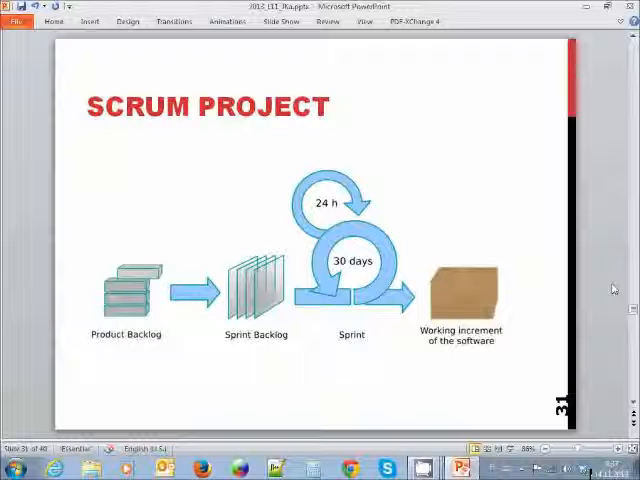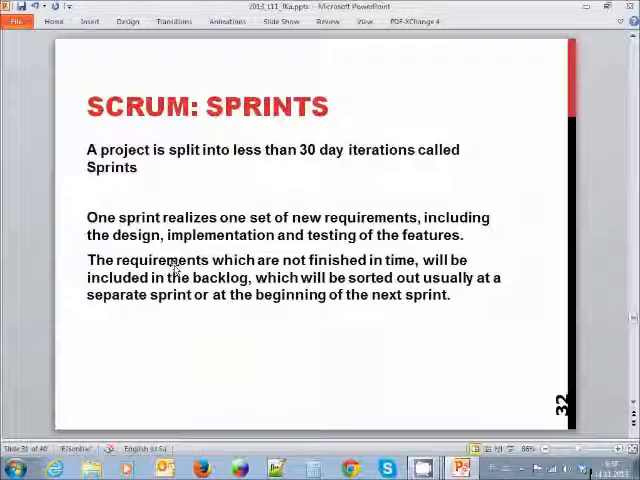And when the 30 days are done, we review everything we did and put on the backlog things that weren't working. After each cycle we should have working software and a working increment to that software, meaning that this increment is the realization of one part of the product backlog. So one sprint realizes one set of new requirements, including the design, implementation, and testing of these features.